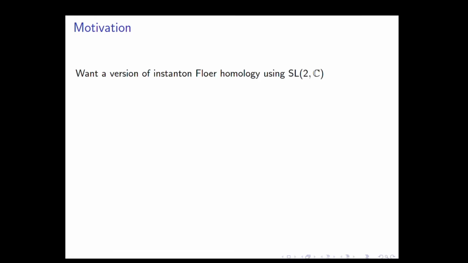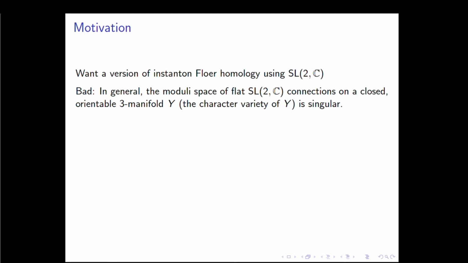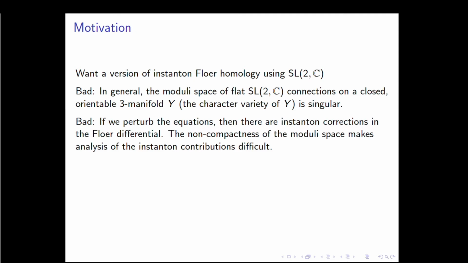First, I'd like to go over some of the motivation for defining this invariant. The basic idea is that we would like a version of instanton Floer homology, except using the gauge group SL2C instead of SU2. But this introduces several problems. The first of which is that the moduli space of flat SL2 connections on a 3-manifold Y is potentially very singular. Of course, we can resolve this problem simply by perturbing the defining equations for this space and then attempting to achieve transversality so as to make a smooth moduli space.